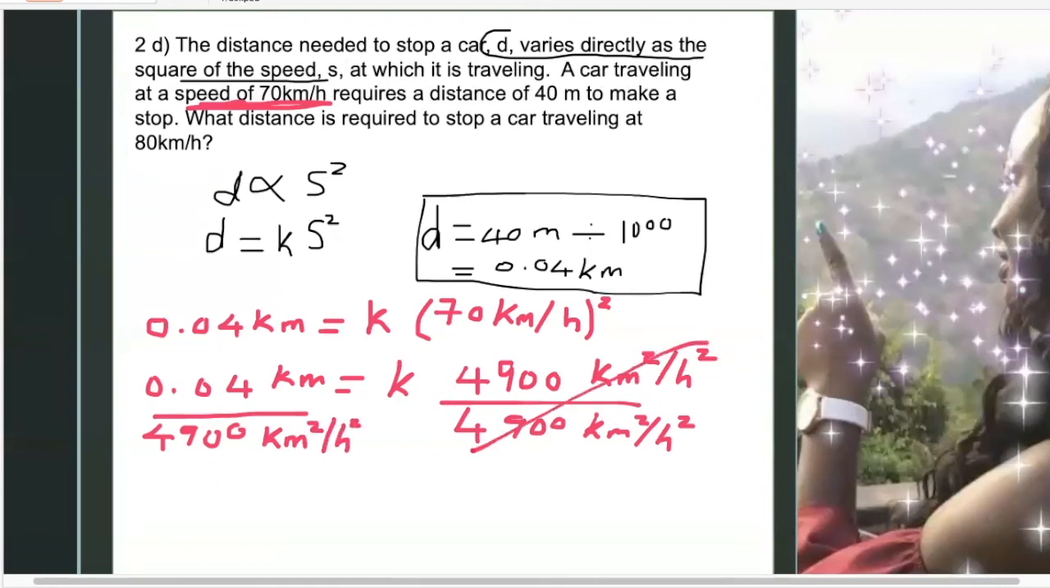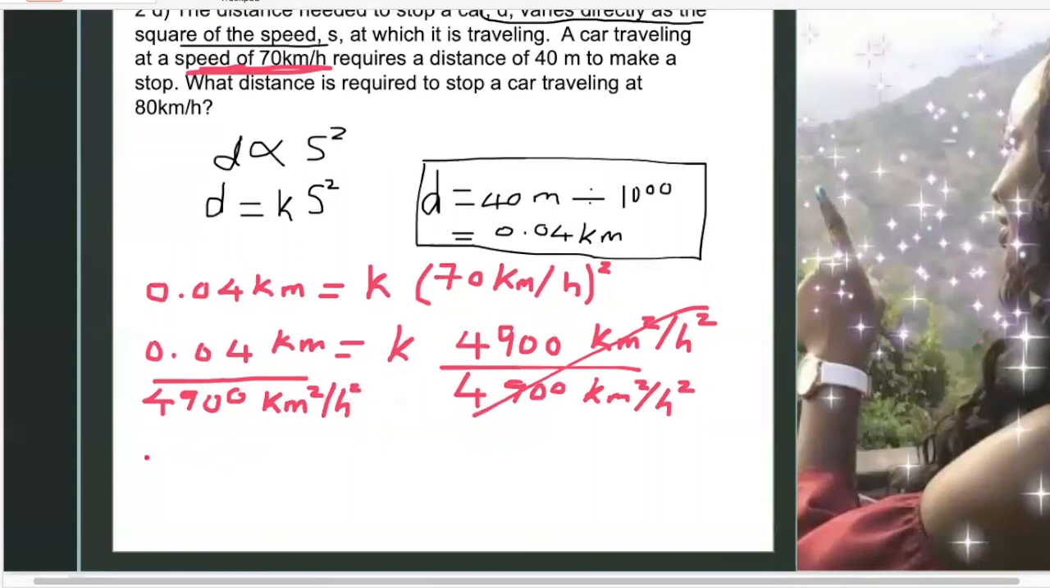Now this cancels, right? So what happened here, we're going to have some cancellation. So first you work out 0.04 divided by 4,900. Now dividing this, you should be getting 0.000, well, I have 5 zeros, 81633.